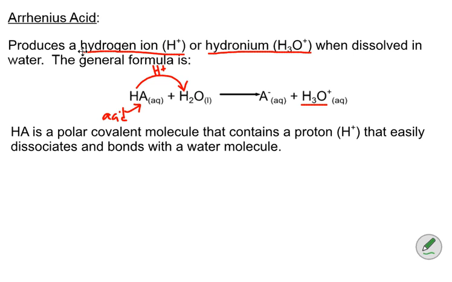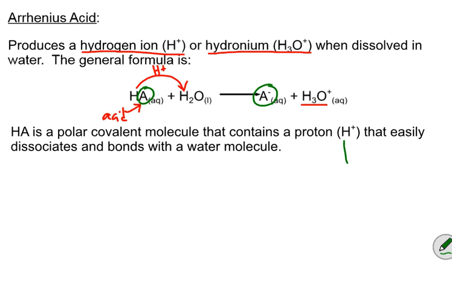And then what are you left with? Well, you're left with just A, which has a negative charge there. Okay. So HA is a polar covalent molecule that contains a proton, which is H+, that easily dissociates and bonds with a water molecule.